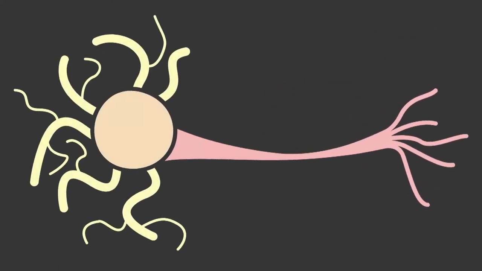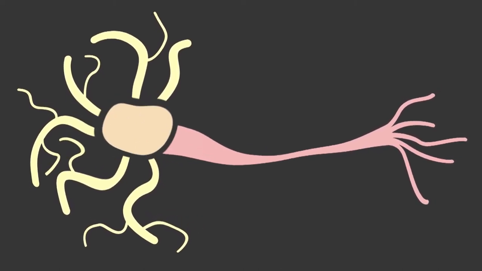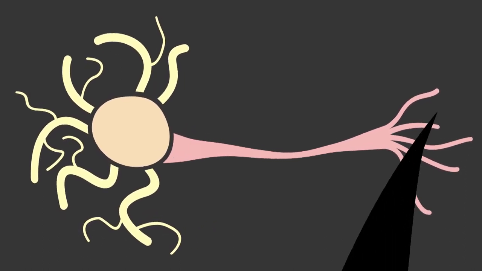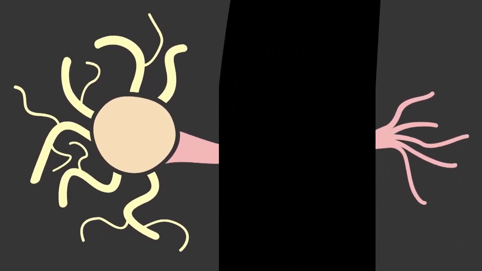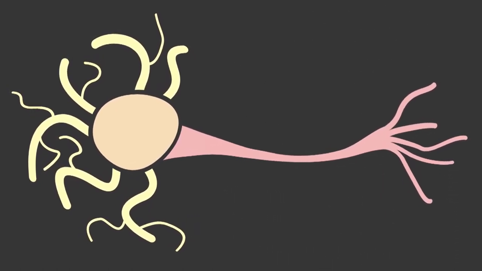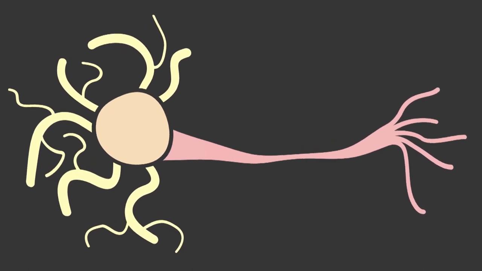Neurons come in many shapes and sizes. Their cell bodies vary from 5 to about 100 microns in diameter. In comparison, the average human hair has a diameter of about 100 microns. Neurons' dendrites are typically pretty short, say a few hundred microns. Axons, however, can be much longer.